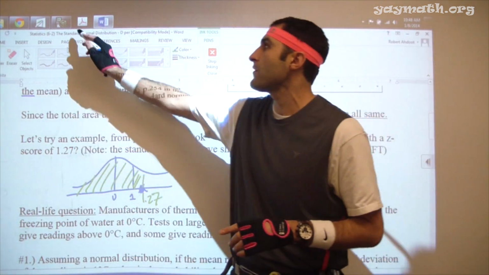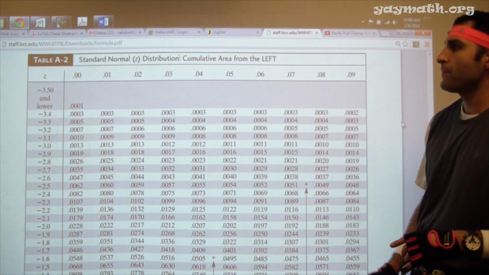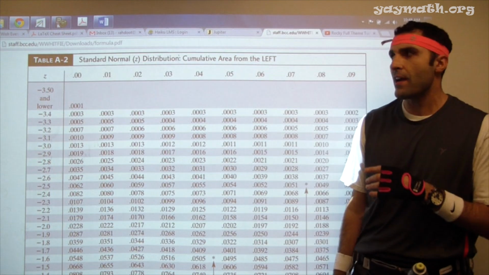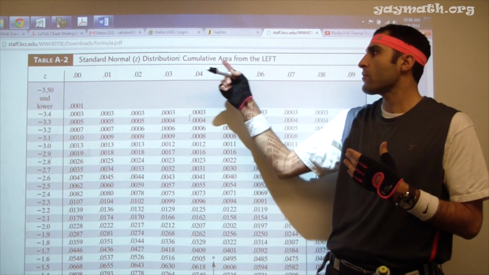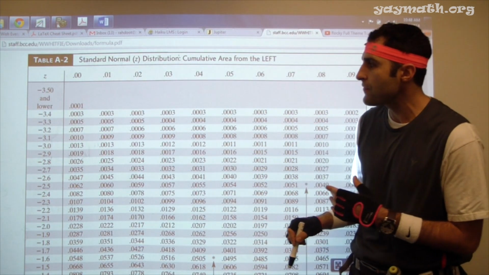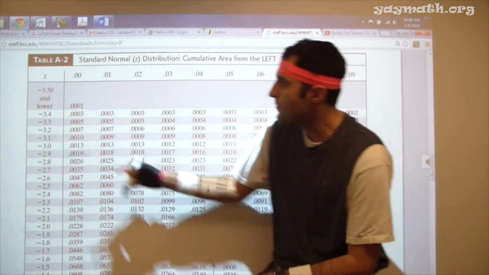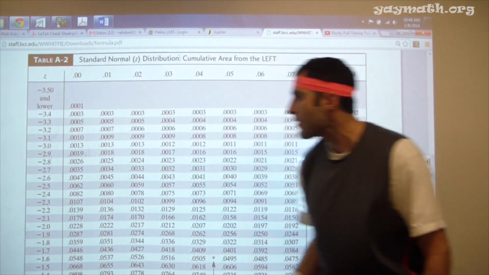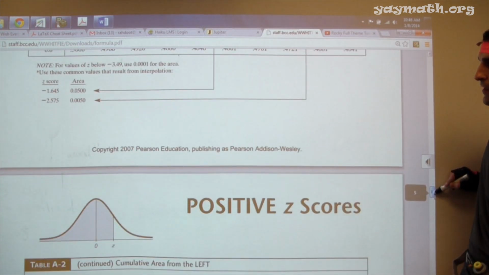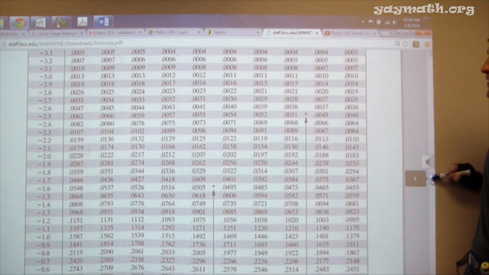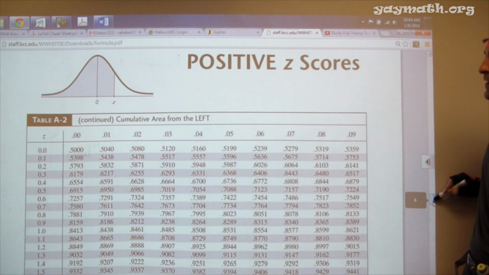It's in your book, but I have it here conveniently for us. At first, this table looks intimidating, but we'll teach you how it works. This is the standard normal curve, cumulative or total area from the left. This is all the area from the left, measuring negative z-scores. So what's our z-score that we want? 1.27. So scrolling, scrolling, scrolling. Here it is, positive z-scores. Originally, you saw negative z-scores. So positive z-scores, 1.27. Let's see if we can find it.